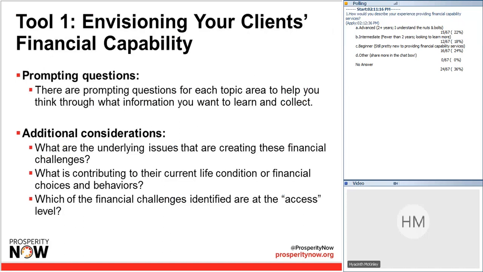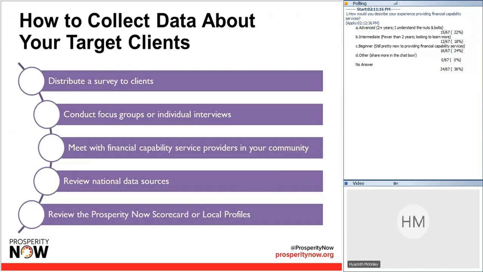So what are some of the underlying structural issues that are creating the financial challenges you're seeing amongst your clients? What's contributing to their current life condition or their financial choices and behaviors? It's tempting to look at just the person, but there might be community-wide or other structural issues to consider. And again, which of these challenges are identified at the access level, whether that is access to safe and affordable rental housing or products that are not exploitative in fines and fees.